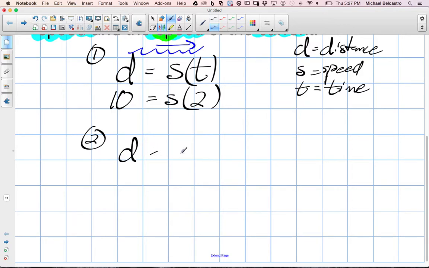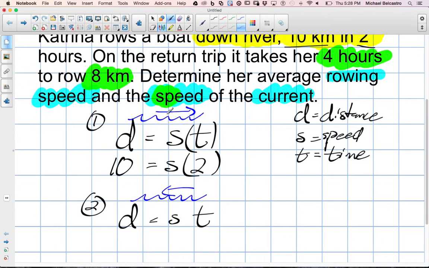And our second one, it's the exact same formula. So it's distance equals speed times time. But this time, the river's still going the same direction, but we're going up. We're going upriver, so the current is against us, which is going to play into this. Do you remember what the distance was going upriver? 8 kilometers. So our distance is 8 kilometers. And how much time does it take? 4 hours. Okay, so it took us 4 hours.